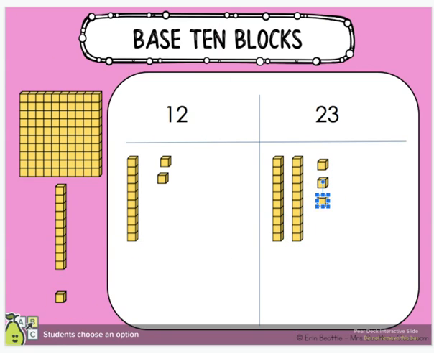3. So again, we're going to compare and find the larger number. So which number is larger, 12 or 23? Well, let's look at our highest place value, the tens place. 12 has one set of 10, 23 has 2. So which one is more? If you said 23, that is correct.